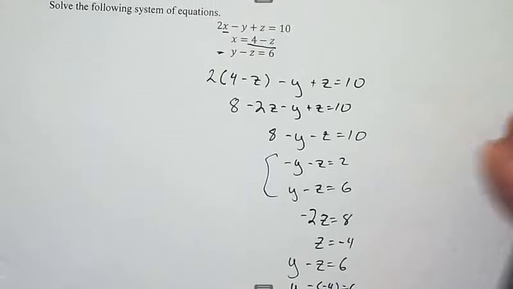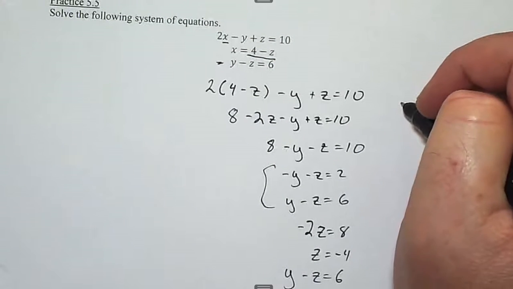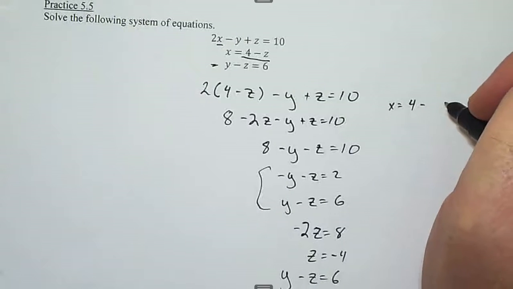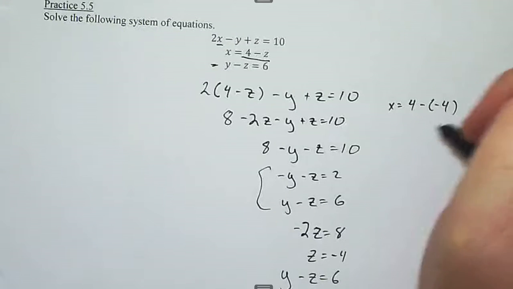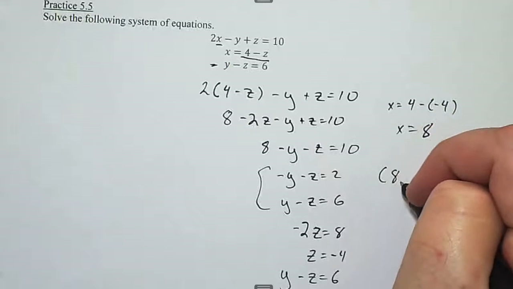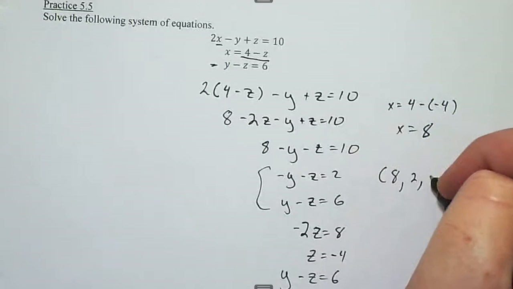So now I know that z is negative 4, I know y is 2. Let's find out what x is using this top equation right here. x is equal to 4 minus z. z was a negative 4. So x must equal 8. So we think our ordered triple is 8, 2, negative 4.